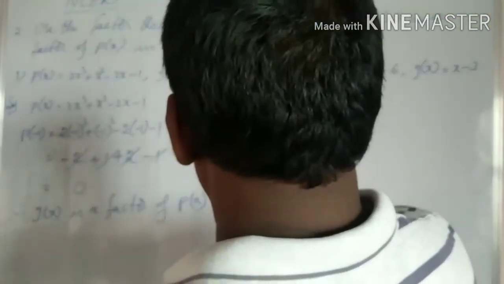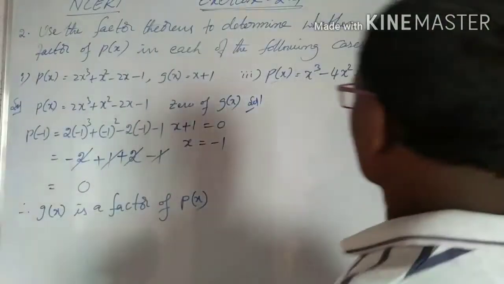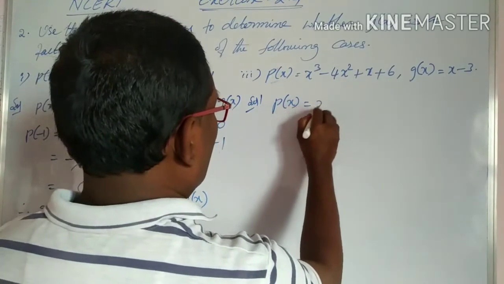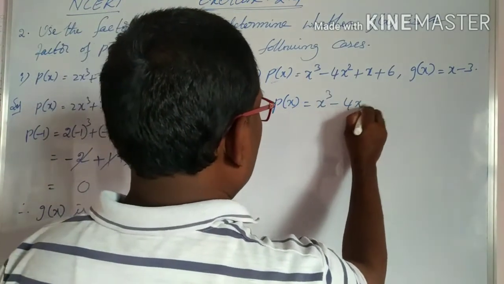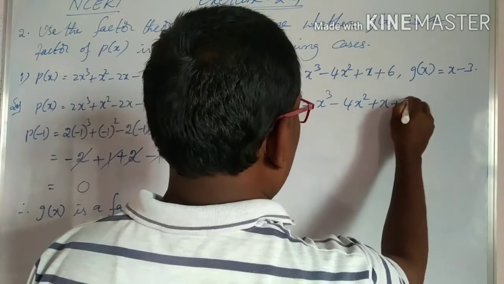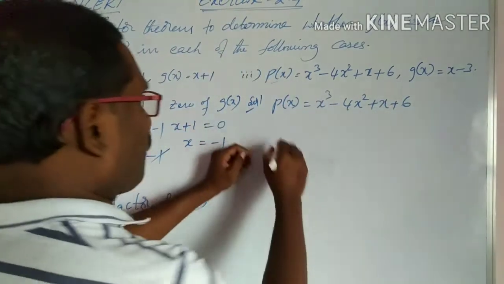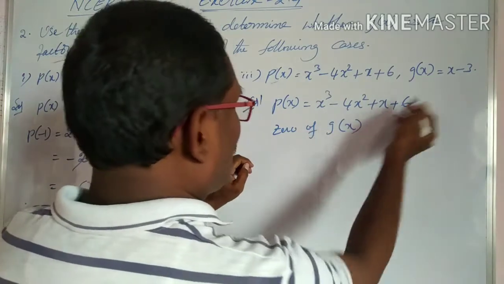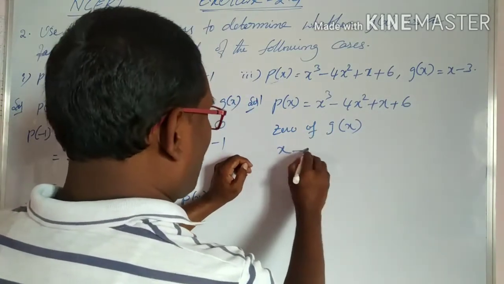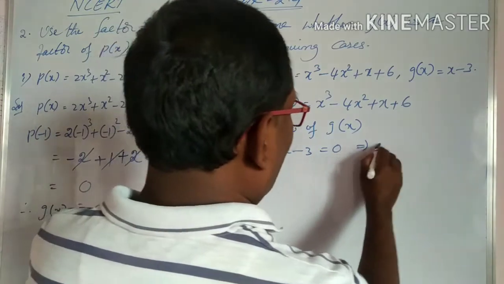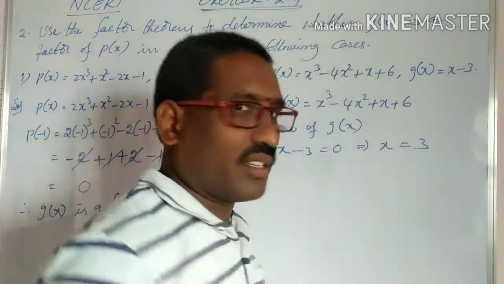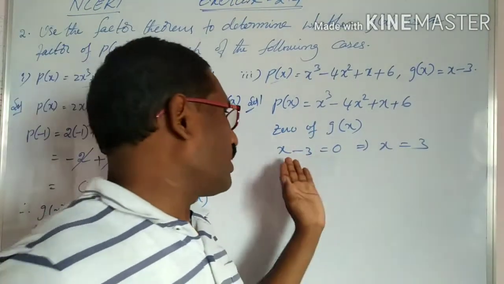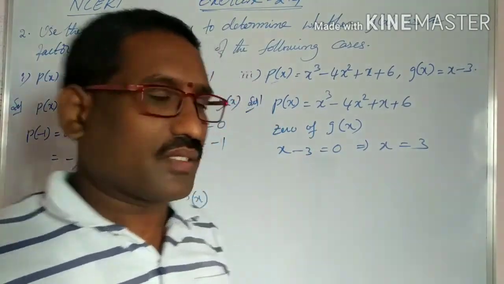Same solution. Here third problem, C. Same like that, p of x is equal to x cube minus 4x square plus x plus 6. Same, zero of g of x. What is that? Zero of g of x means x minus 3 is equal to 0. That implies x is equal to what? 3. Zero of g of x: x minus 3 is equal to 0, x is equal to what? Minus 3 becomes plus 3.